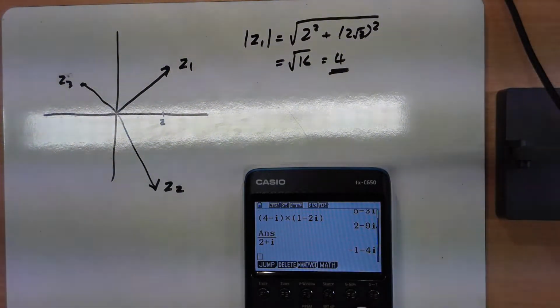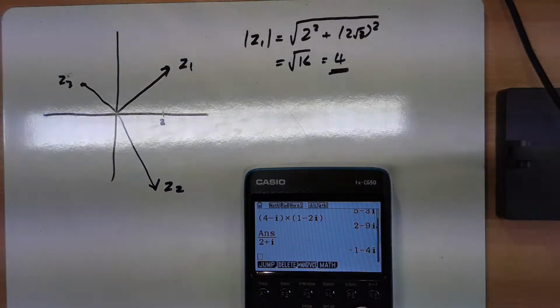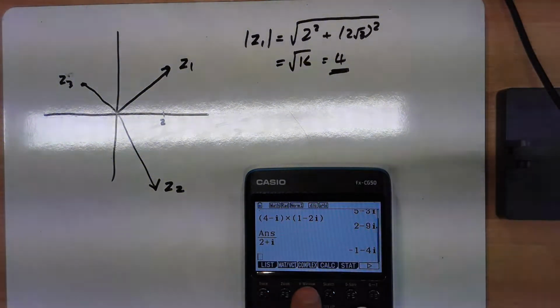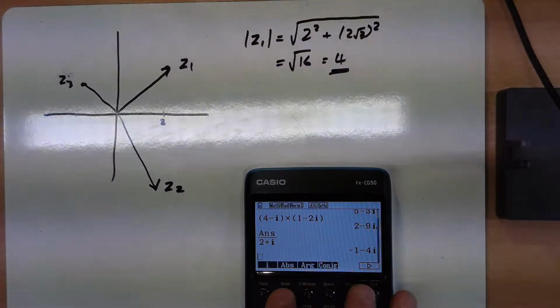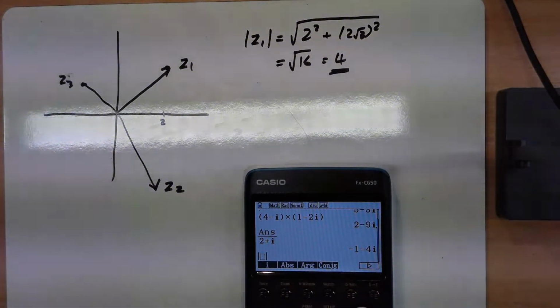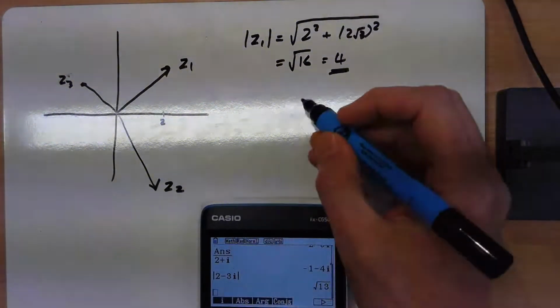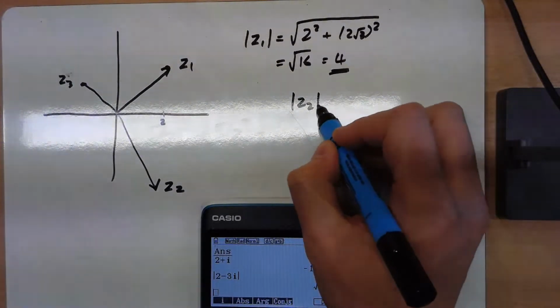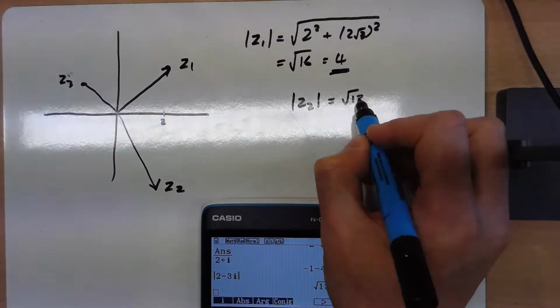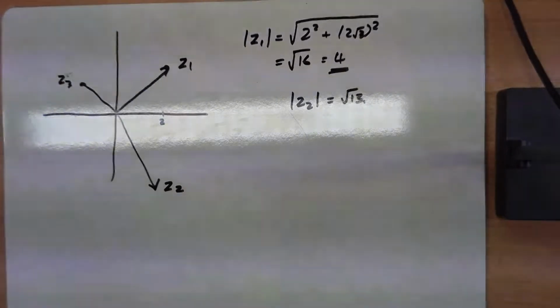But rather than repeat that again, let's just show you how you would do that on the calculator. So we can go to options, complex numbers, and I want the absolute value of. And so what was the second one? The second one was 2 minus 3i. And so it tells us the next one. So the modulus of number 2 was root 13. So you could do that for any of them, really.